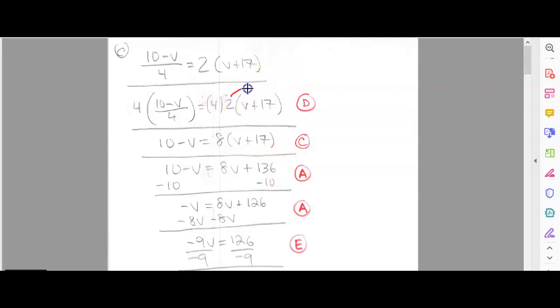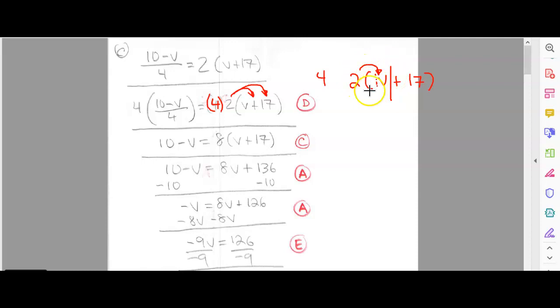What if I apply distributive property first and then multiply by the 4? Let's take a look and see here. So I'm going to leave the 4 just over here for right now, waiting. And then I have 2 times the quantity of v plus 17. Invisible 1.